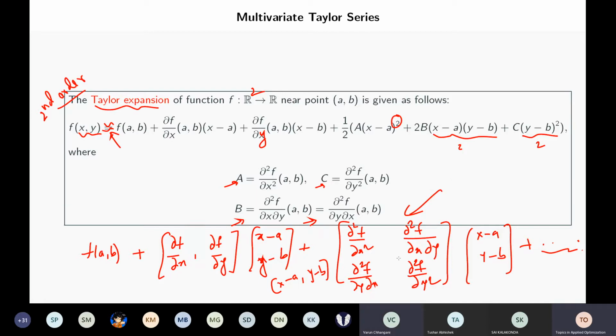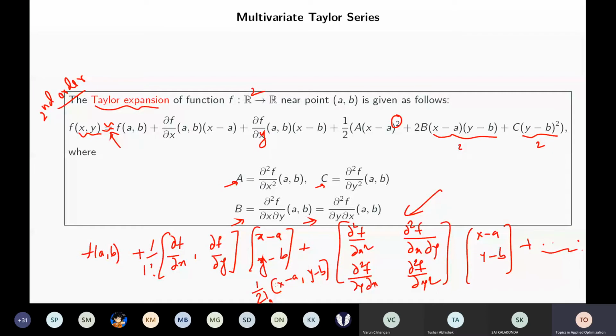A small correction: it should be half times this Hessian matrix term, right? Yes, and there will be 1 by 2 factorial that is coming from the Taylor expansion. There was 1 by 1 factorial for the first-order term, but that is just 1.